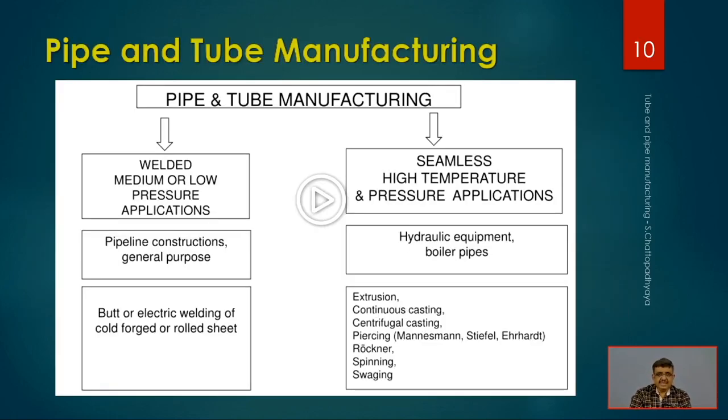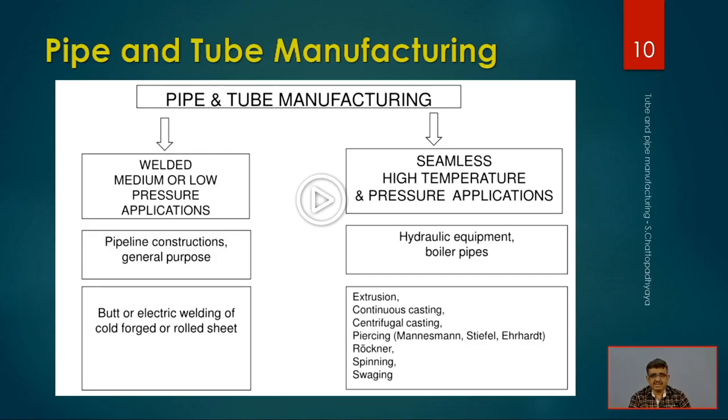So one can see the pipe manufacturing strategies. The strategies are in one class, it is a welded medium or low pressure application. Why? Because these welded joints may not be great for high pressure applications. So non-critical applications, weld or medium pressure applications, people do that.